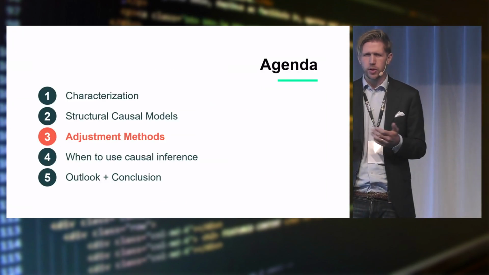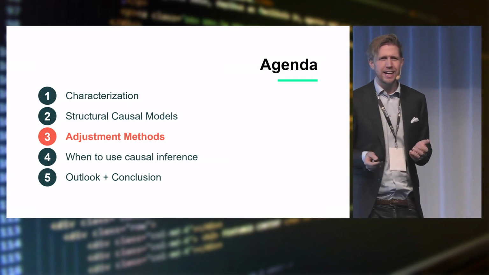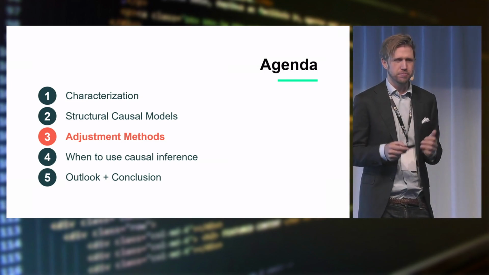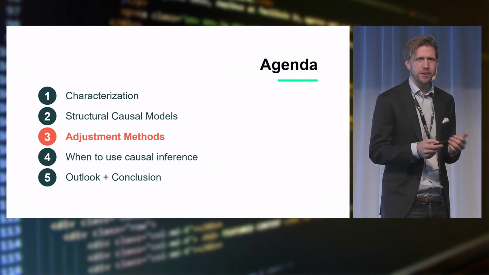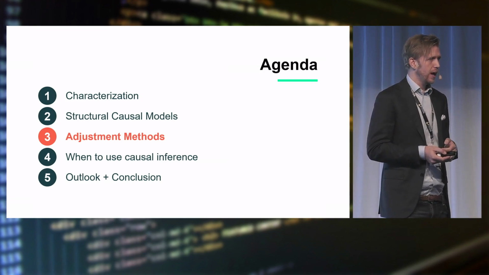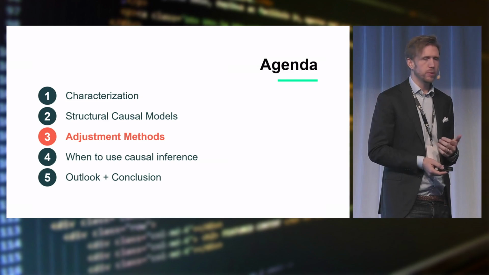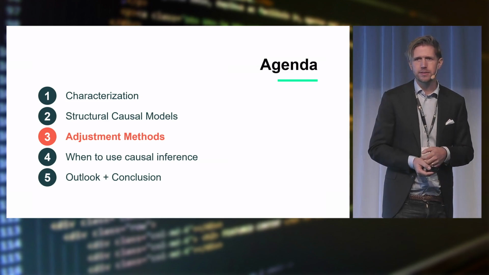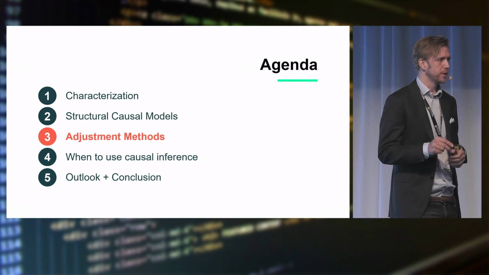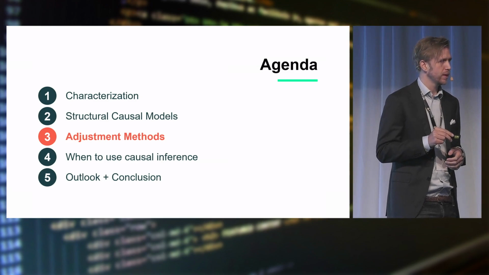Okay, so now hopefully you will recognize this graphical model and know that we use them to explain the causal structure. How do we use them? I will give you an example with what we call adjustment methods and give you an example of how to do that in some lines of Python.